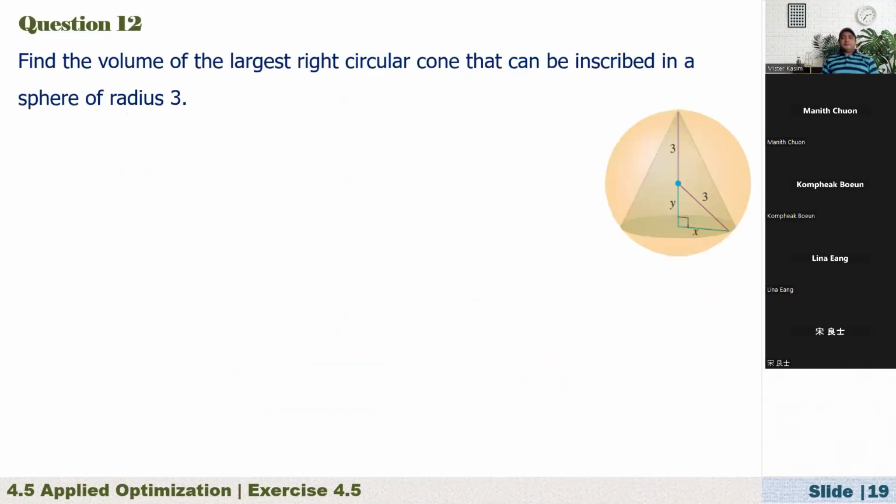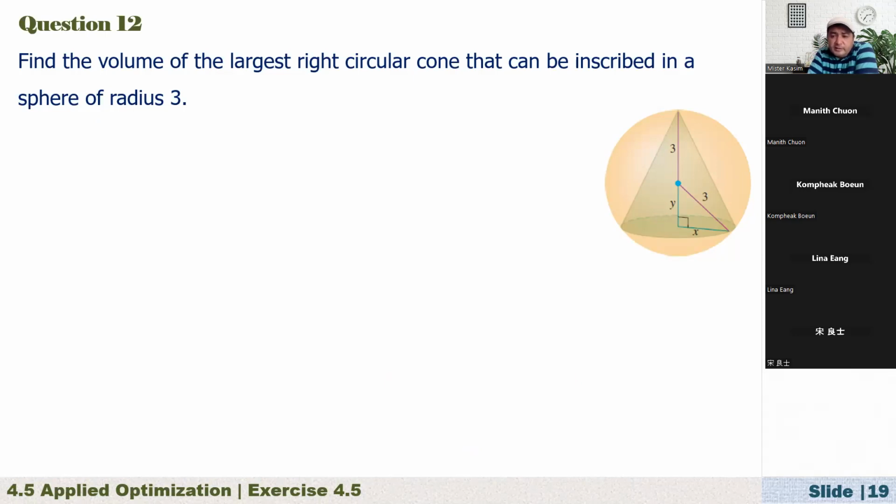Anyway, guys, move on. Another example, question 12 from this exercise. Find the volume of the largest right circular cone that can be inscribed in a sphere of radius 3. Or we can translate it in a different way. Suppose that we have a spherical bowl, or a bowl of ice cream or some very expensive wood or something, right?